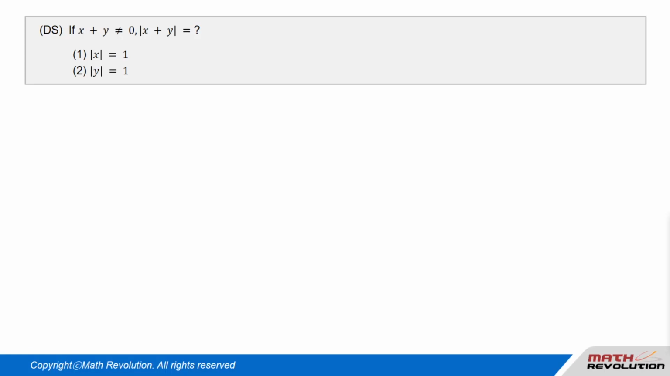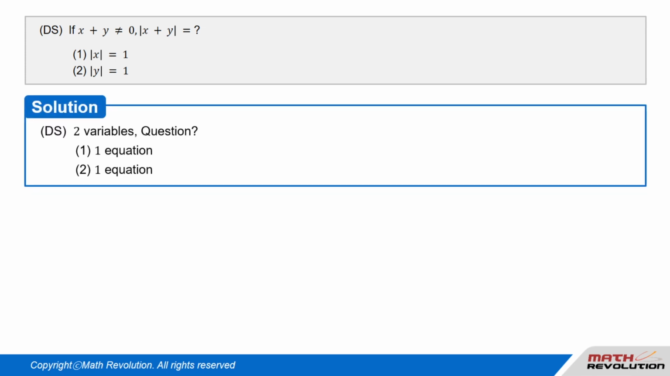Question. DS. If x plus y is not equal to 0, what is the absolute value of x plus y? Condition 1: the absolute value of x equals 1. Condition 2: the absolute value of y equals 1.